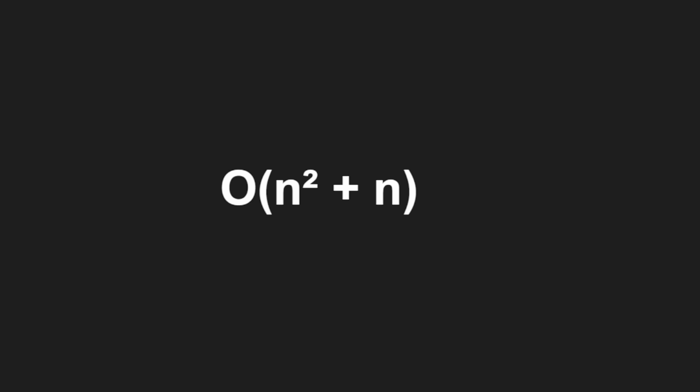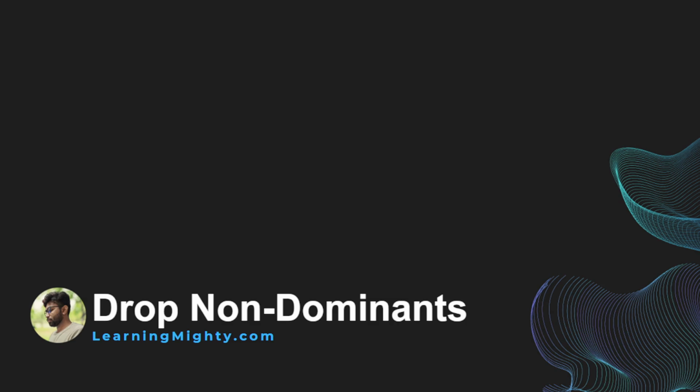So the n squared is the dominant term and the n is the non-dominant term, and as n becomes larger and larger, you can see that standalone n's start becoming irrelevant. So we drop the n, and this rule of simplification is called drop non-dominant.